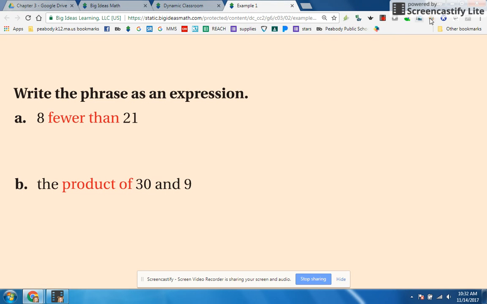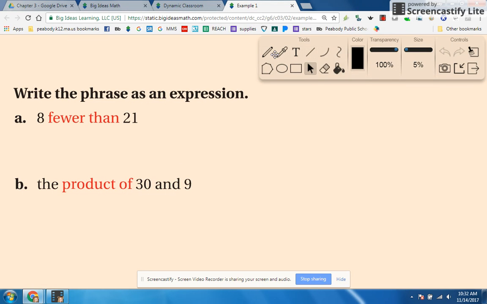Okay, so let's take a look at this one. So this is saying write the phrase as an expression. That means they want you to write it in actual numbers or letters instead of in words. 8 fewer than 21. So the key words there are fewer than, which means you're subtracting. Now with subtracting, order matters. So you need to think of what's actually being taken away. 8 fewer than means you're taking 8 away from 21. So it's going to look like this. 21 minus 8. You don't even have to solve it.